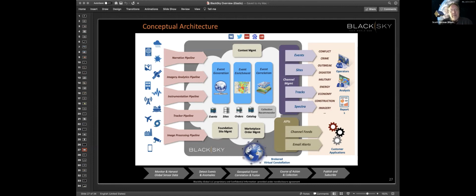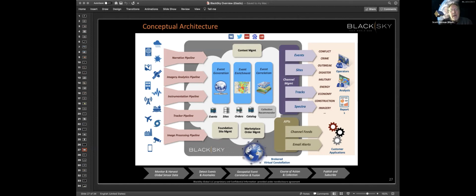We enrich those events by pulling in information from other sources, and we correlate those events so we can try to make sense out of what is essentially millions of observations a day into a handful of categorized events around themes like conflict, crime, health outbreak, pandemics. We're dealing with that one a lot right now. Natural disasters, military activity, energy and critical infrastructure, economic alerts, and construction alerts as well.